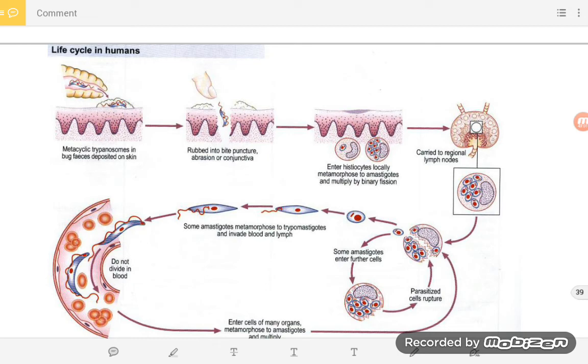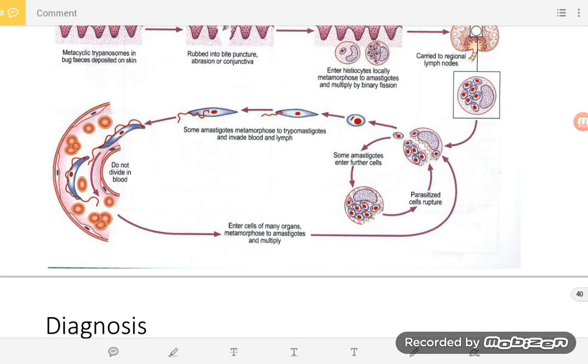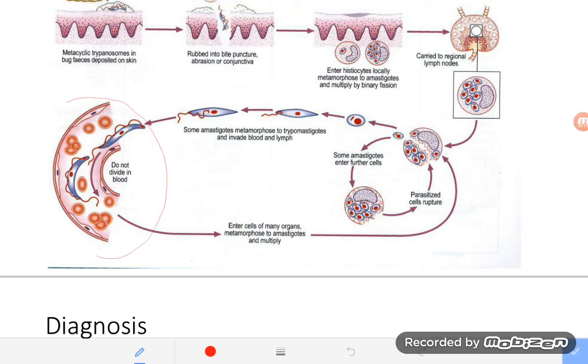It becomes a trypomastigote form, right? Again, this trypomastigote form is taken up by the vector. Actually, this we call the trypomastigote form, right? This is not infective to humans. If we want it to become infective, there is some morphologic modification. It happens in the vector, right? Remember that one.